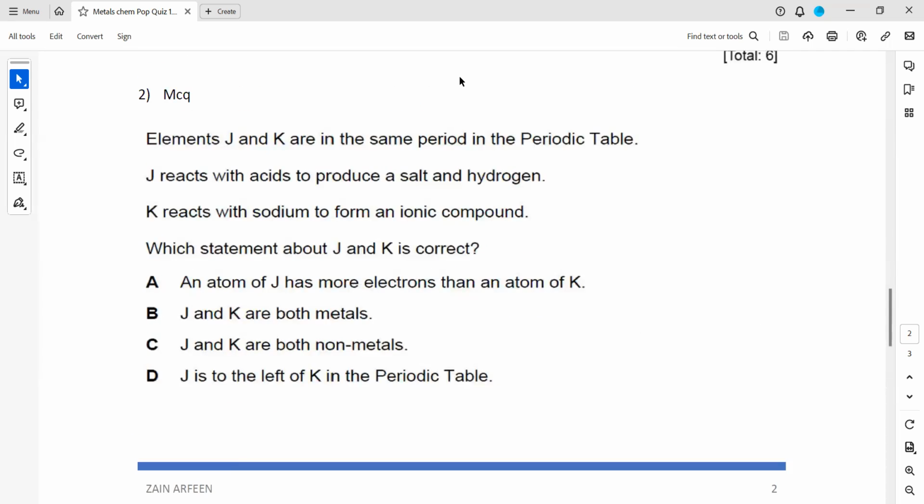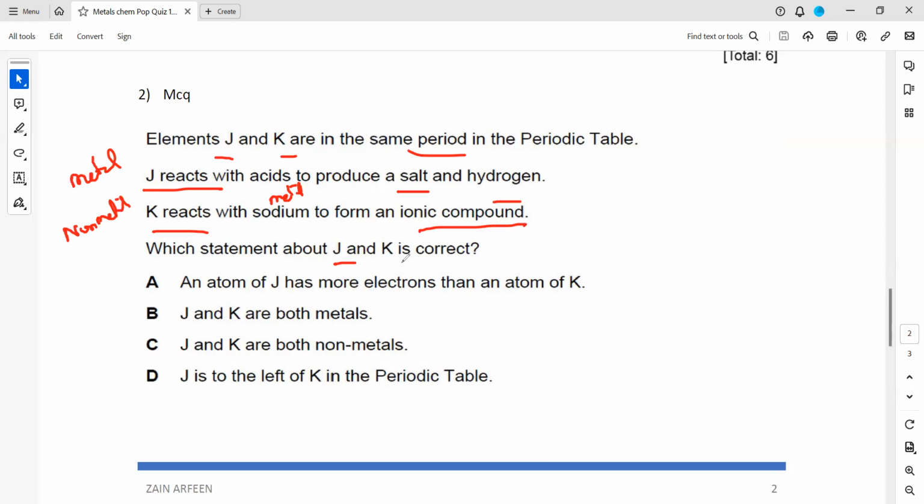Then question 2, it's a multiple choice question. Elements J and K are in the same period in the periodic table. J reacts with acid to produce salt and hydrogen. So this is a characteristic of a metal: metal plus acid gives salt and hydrogen. K reacts with sodium to form an ionic compound. Sodium is a metal, and ionic compounds are formed when a metal and a non-metal react with each other. So K should be a non-metal.